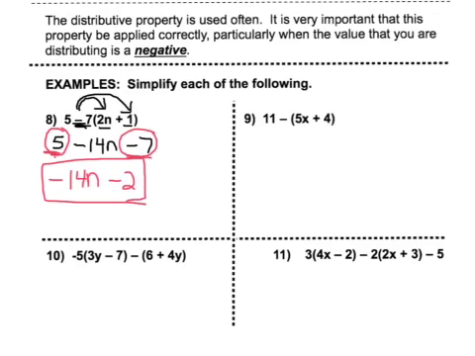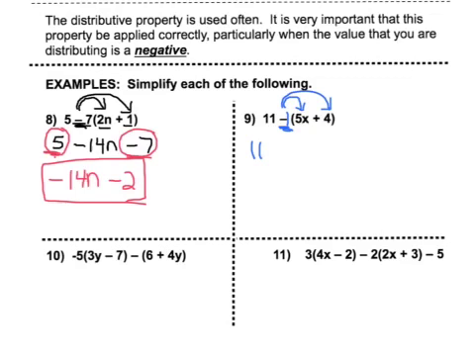The next one is number 9. 11 minus, and then in parentheses, 5x plus 4. Well, in this particular problem, you'll notice that there's no number in front of the parentheses. So when there's no number there and you have a minus sign, you can write a 1, because this means 11 minus 1 times that term. So bring down your 11. All right, and notice you have a negative 1 now in front. You're going to take the negative 1 and multiply it times each term.